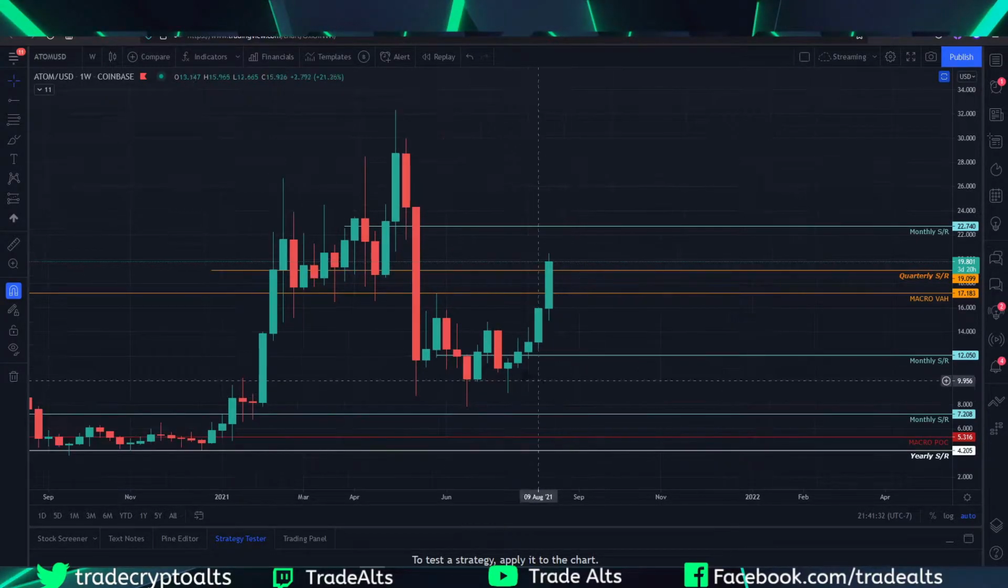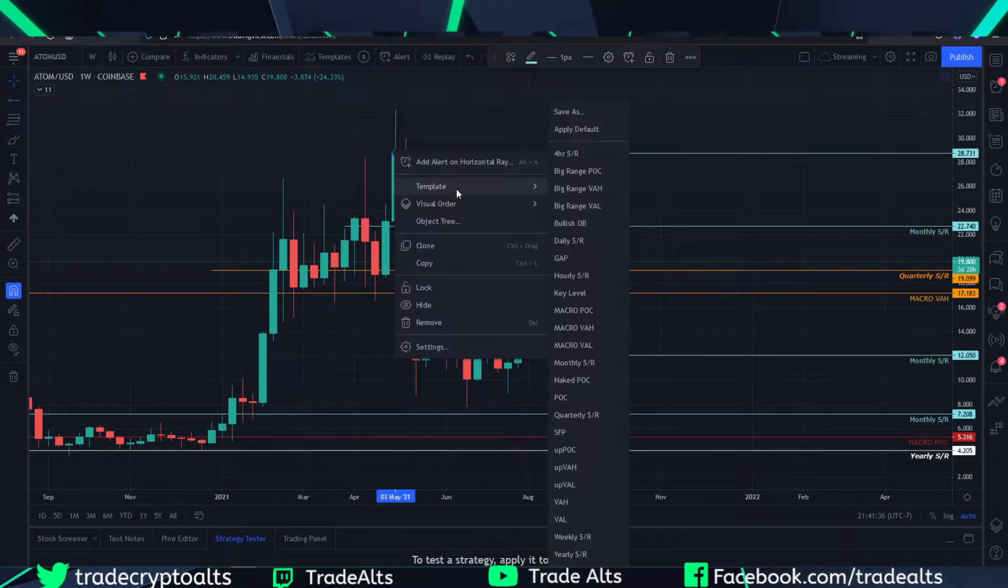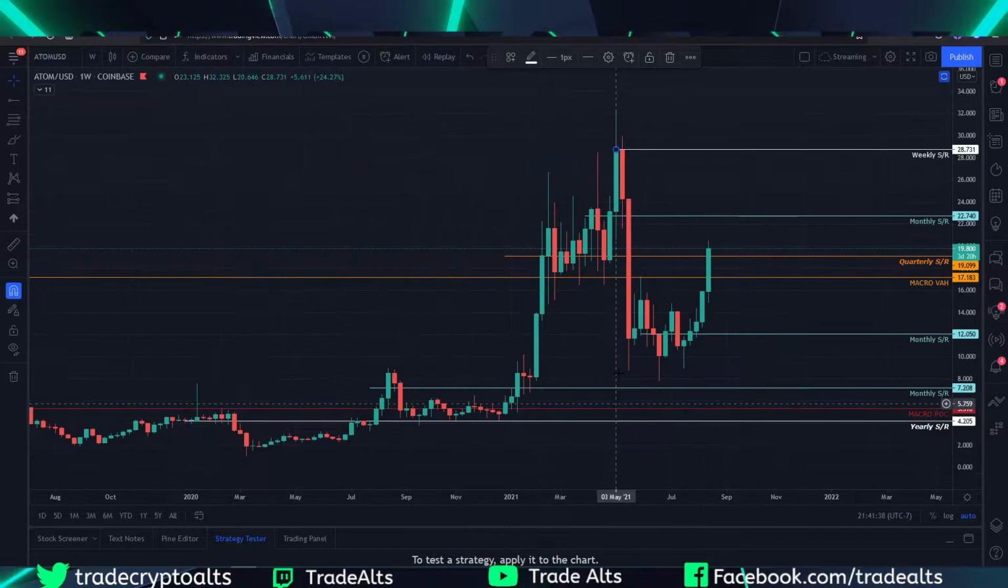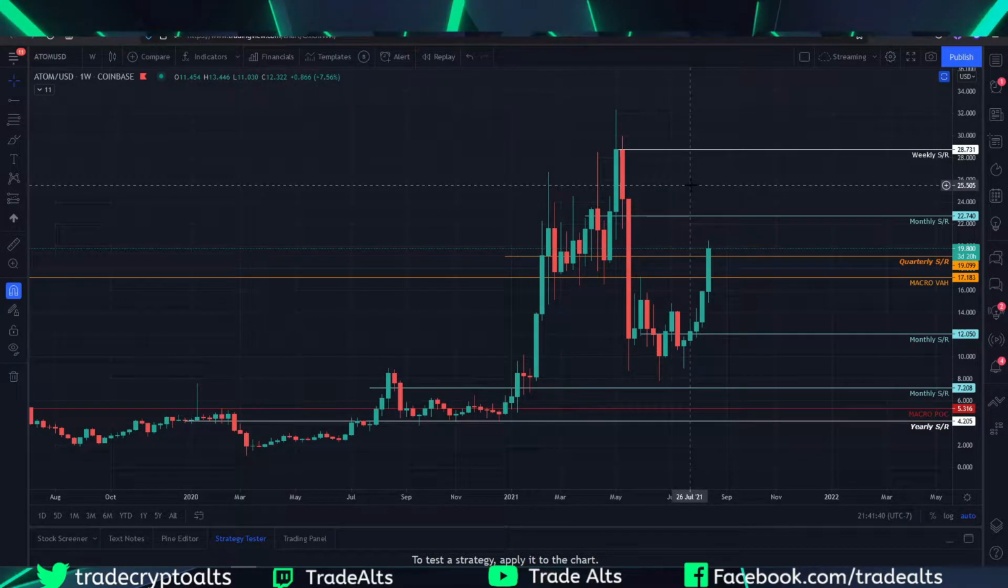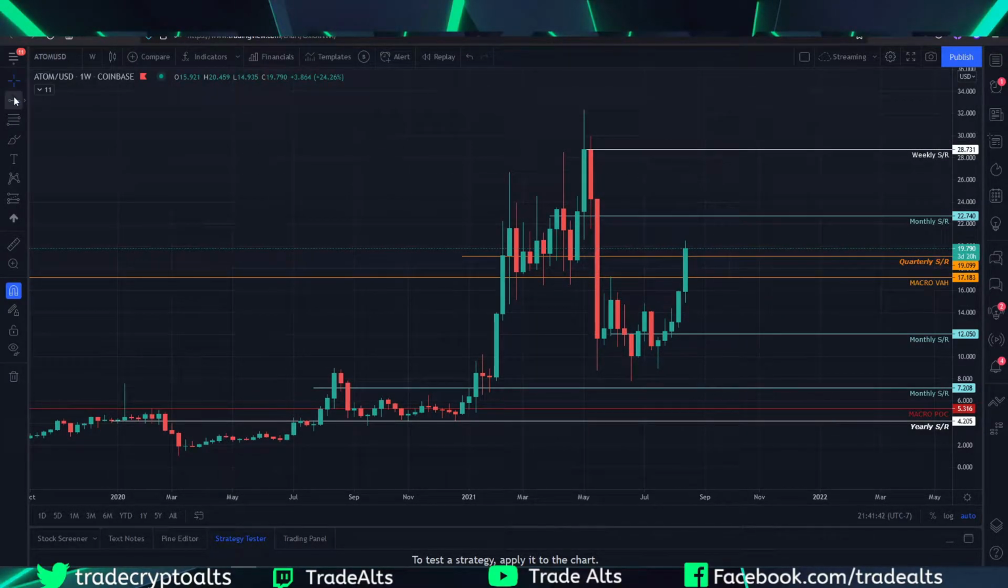And then, so weekly levels, again, I like to start at the top here because this is your all-time high, right? And then kind of work my way down.